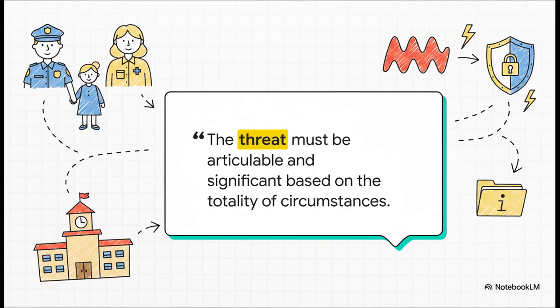But the threshold for this is very specific. The threat to health or safety must be, legally speaking, articulable and significant. The school can take the totality of the circumstances into account, and as long as they have a rational basis for making that call based on what they knew at the time, federal regulators will not question it.